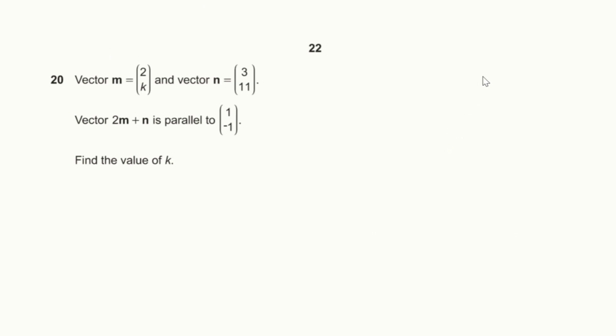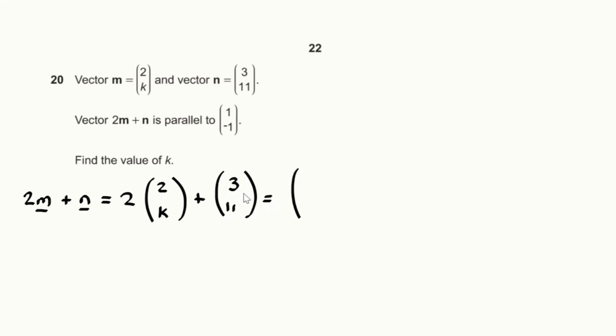Question number 20. The vector m, which is equal to (2, k), and the vector n, which is given by (3, 11), are shown here, and we've got the vector 2m plus n, which is parallel to (1, -1). We have to find the value of k. So if I work out 2m plus n, I get two lots of (2, k) plus (3, 11). So working this out, 4 plus 3 is 7, 2k plus 11 goes at the bottom.